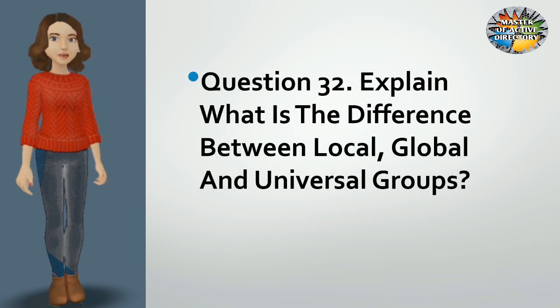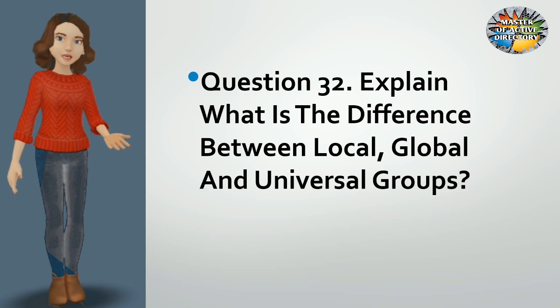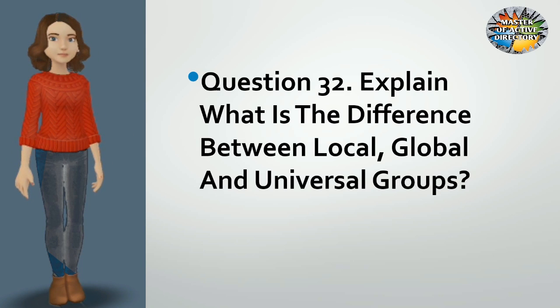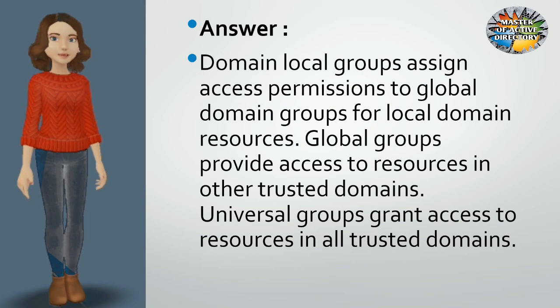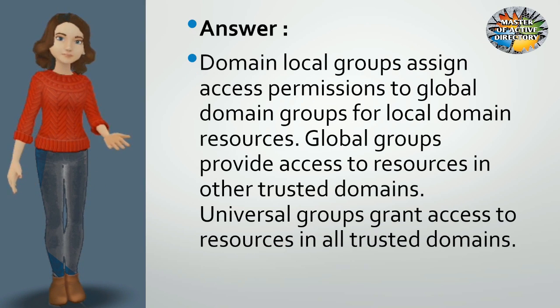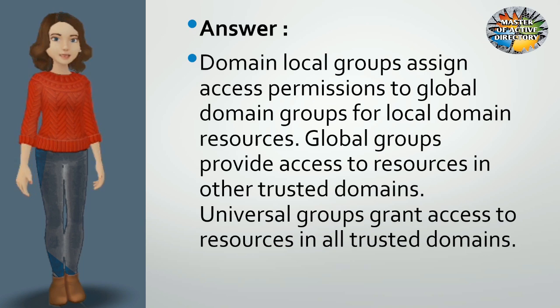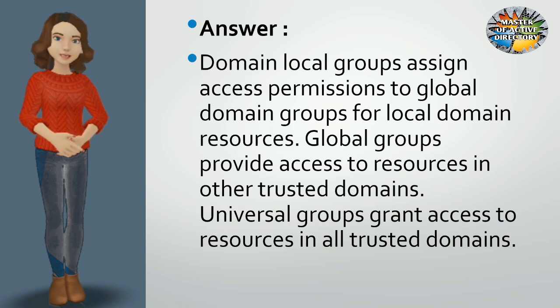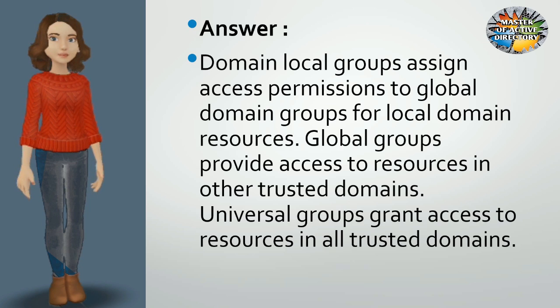Question 32. Explain what is the difference between local, global, and universal groups. Answer. Domain local groups assign access permissions to global domain groups for local domain resources. Global groups provide access to resources in other trusted domains. Universal groups grant access to resources in all trusted domains.